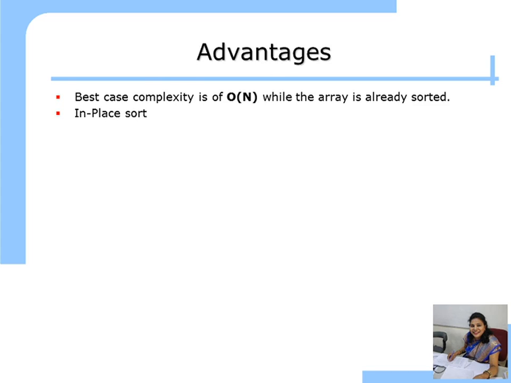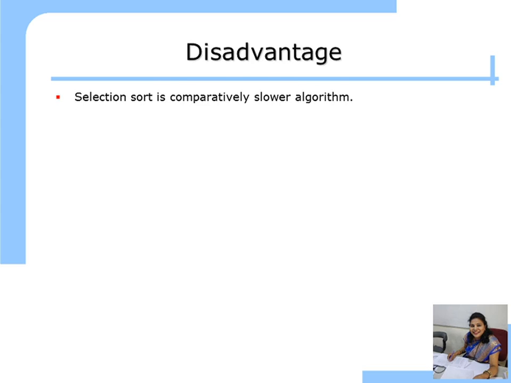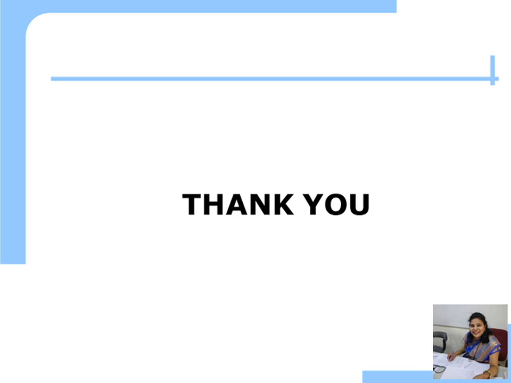Advantage: it is also an in-place sort. We do not require extra space for sorting. Only within that array we are doing swapping and comparison operations and performing the sorting. The next advantage is that the best case complexity is O of n for selection sort if the array is already sorted. Disadvantage of the selection sort: it is a very slow algorithm. Thank you.